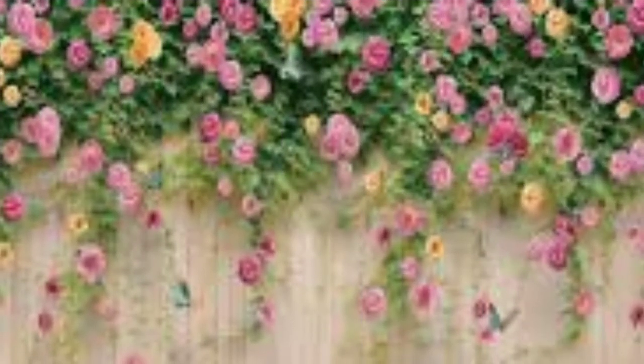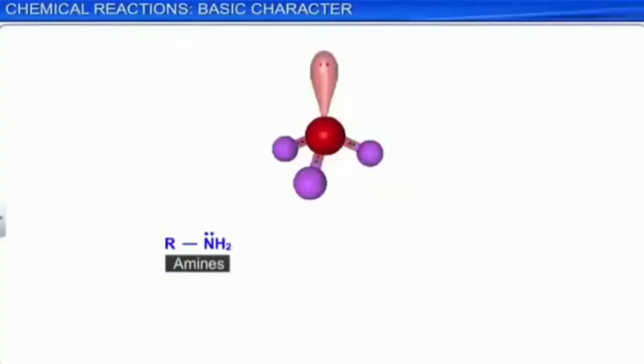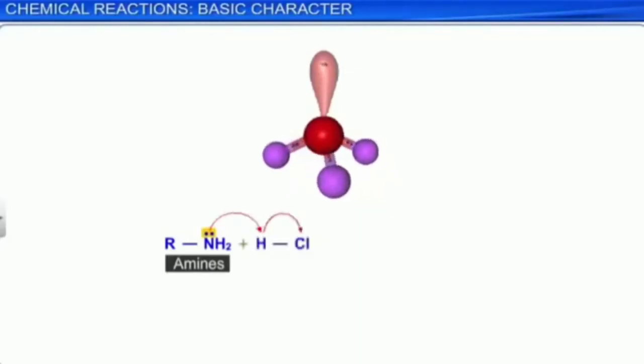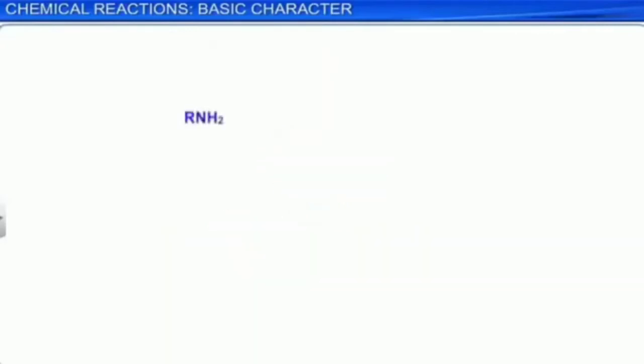Next, we discussed the chemical properties of amines. Like ammonia, amines are basic in nature due to the presence of a lone pair of electrons on the nitrogen atom. This lone pair is donated to the proton of an acid to form a new bond. Generally, they are weak bases because they dissolve in water to produce a small amount of OH minus ions per unit volume. For example, an alkyl amine RNH2, R is the alkyl group, NH2 is the amino group.